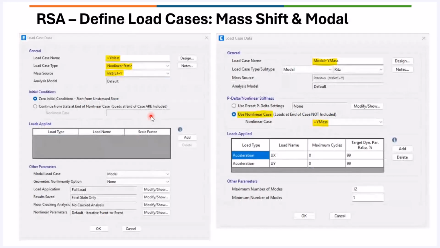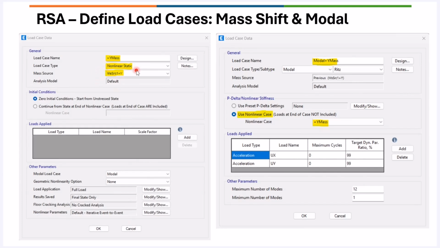Next, two load case definitions. One is for the mass shifted in the y direction. So we'll select the mass source, which is defined, and rest are all the same.